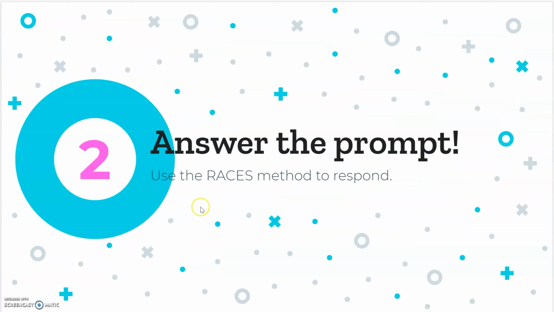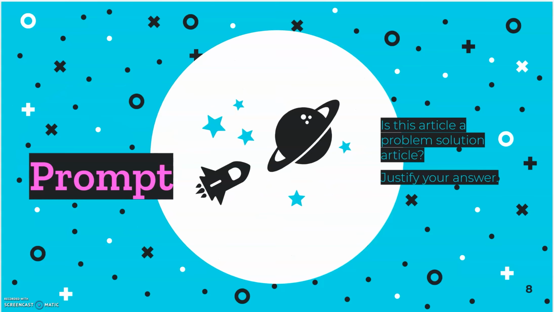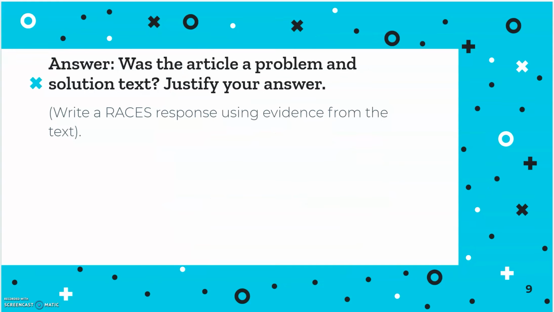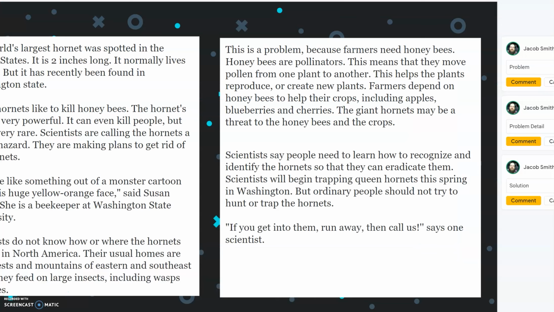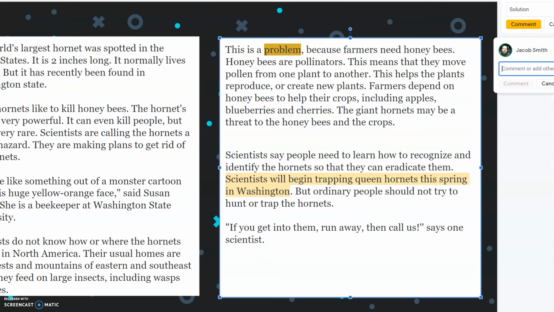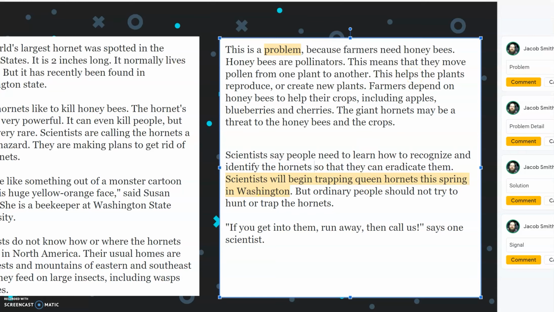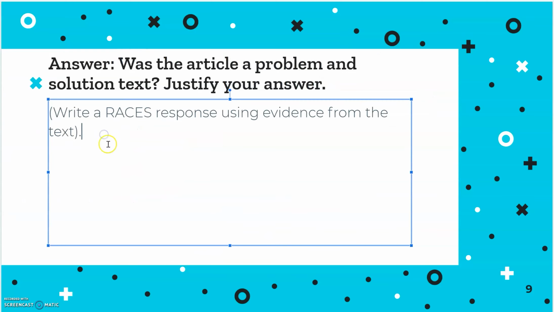Then you're going to answer the prompt. You're going to use the RACES method to respond. And our prompt this time around is simply going to be, is this article a problem solution article? Justify your answer. To justify an answer, you have to use evidence to explain why you said it is, right? Because this presents one problem, because it has our problem solution signal words, because it presents a solution, I'm going to say it is a problem solution text. So I'd say this text is a problem solution text.